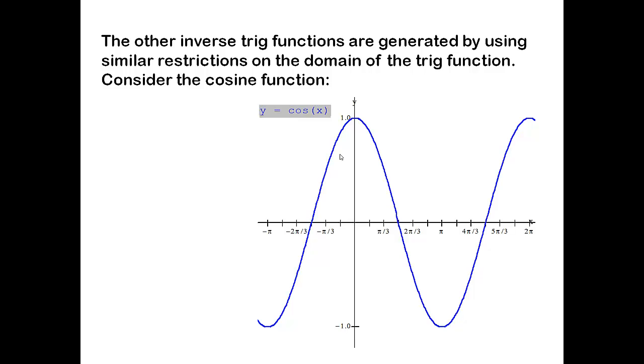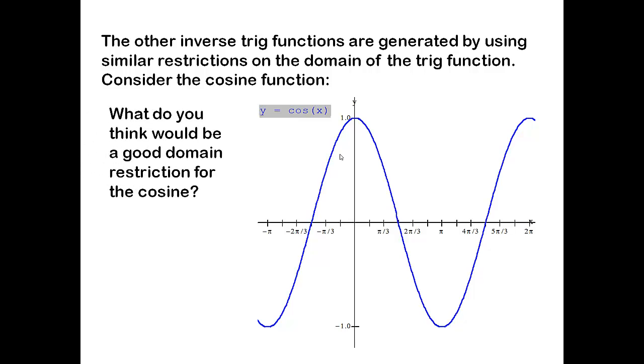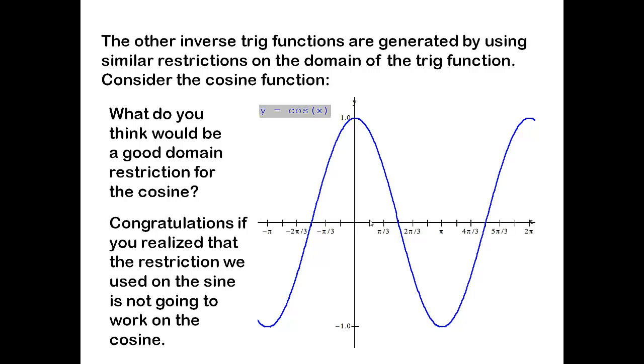We can generate inverse trig functions for cosine as well. Here's the function for y equals cosine of x. You can see again, it's not going to pass the horizontal line test. What do you think a good domain for that would be? Good job if you realized that the sine restriction that we used from -pi/2 to pi/2 isn't going to work, because that's just going to get that positive portion of the cosine graph. Remember that the cosine graph is even, whereas the sine graph is odd. It makes sense that their inverse functions are going to be different.